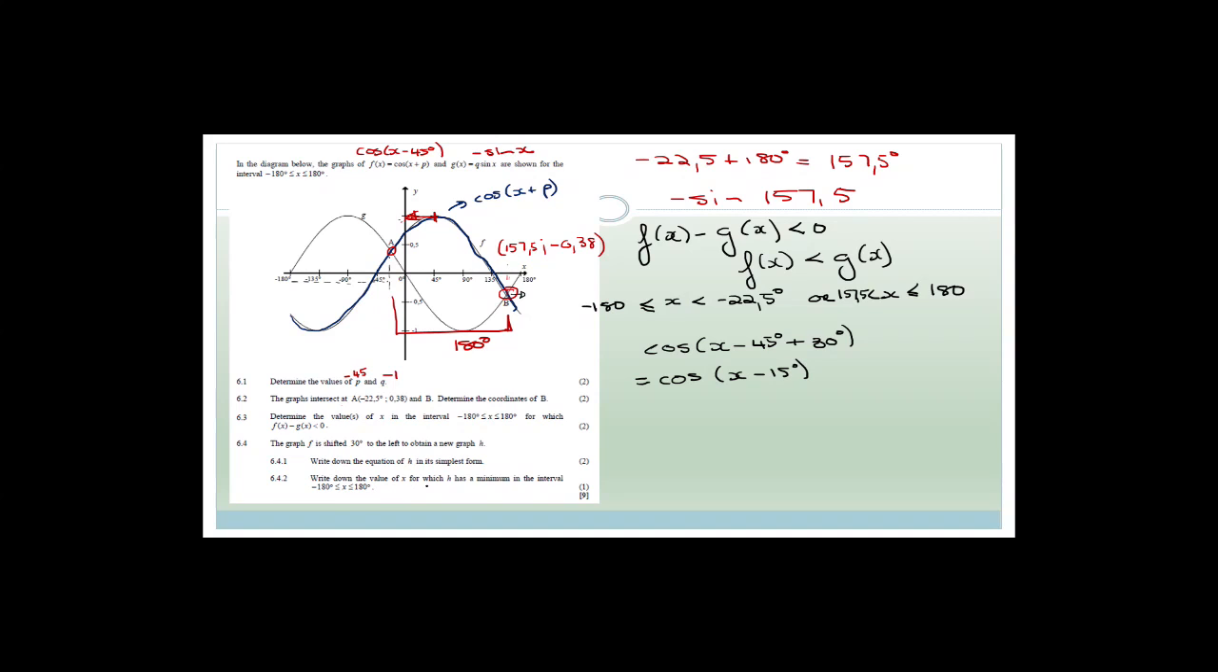Then it says write down the value of x for which h has a minimum in the interval from minus 180 to 180. Okay, so do you agree that normally a cos graph looks like this, where this is 0, 90, 180, and 360, and this here would be negative 180. But now it's minus 15, which means it's been shifted over by 15 degrees. So the value for x is going to be 180 plus 15, which is out of the interval, because it's between minus 180 and 180. And then minus 180 plus 15 is going to be negative 165 degrees. That's why there's only one value, because 180 plus 15 moves out of the way.